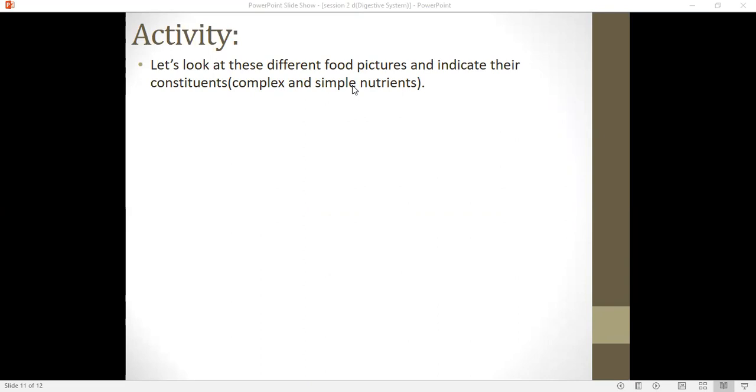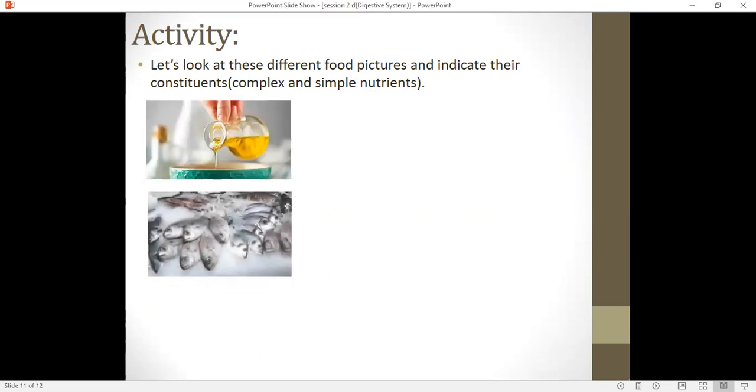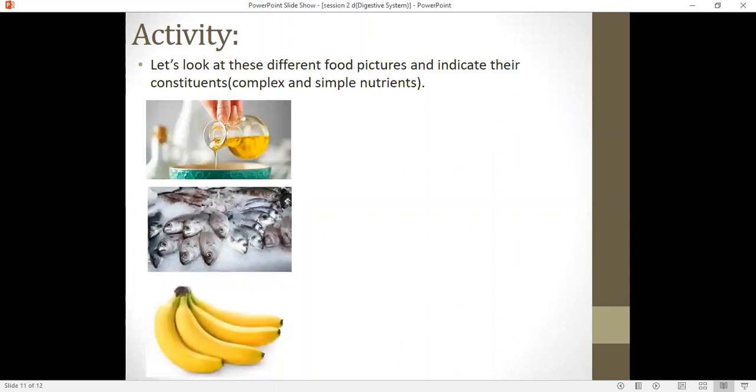I want you now to pause the video for a little bit and have a look at these pictures and try to indicate the complex food as well as the simple nutrients obtained from these foods. You can also use the two videos that I have sent in the first session.